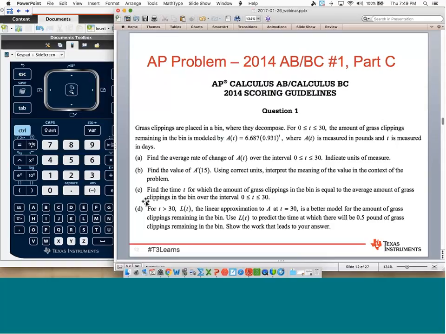And so we've got this problem. We're trying to find the time t for which the amount of grass clippings in the bin is equal to the average amount of grass clippings in the bin over the interval from 0 to 30.